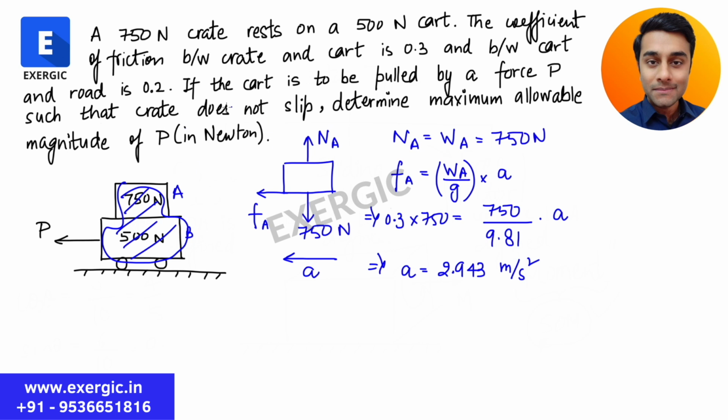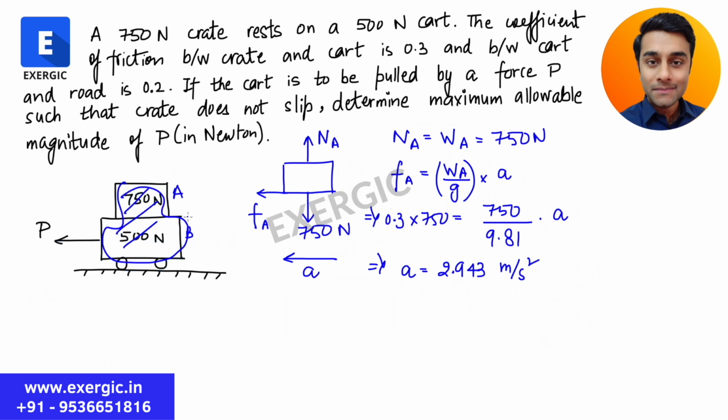What should be the maximum force P such that the crate A does not slip back, means it stays together with B, it sticks to B, it holds on to B, just like a single body, just like it is a part of B. That is what the question is directly asking you. So if the acceleration of this part is A, the acceleration of the lower part, or the whole body, is also going to be A.